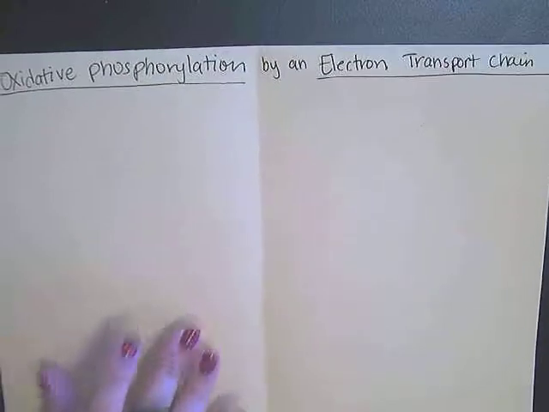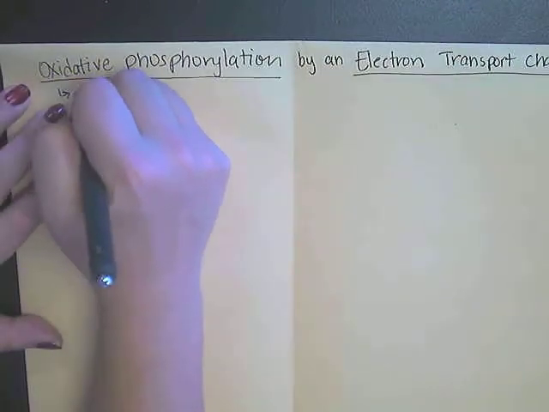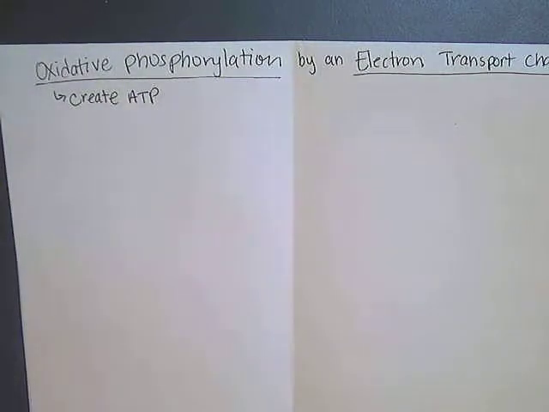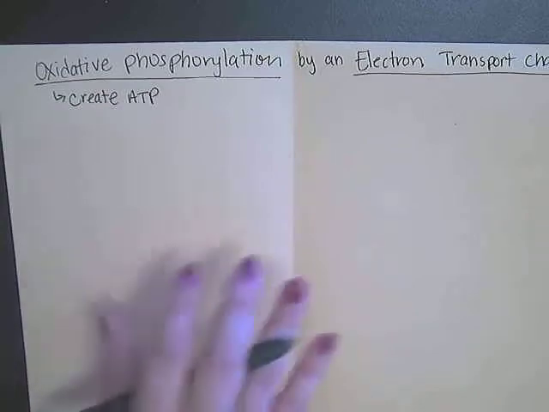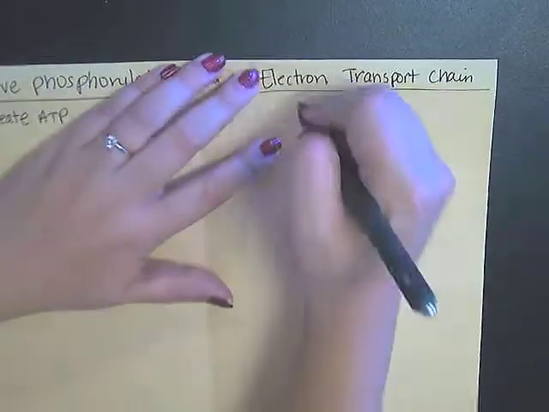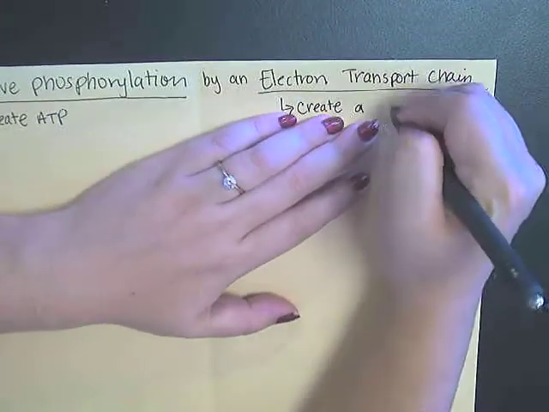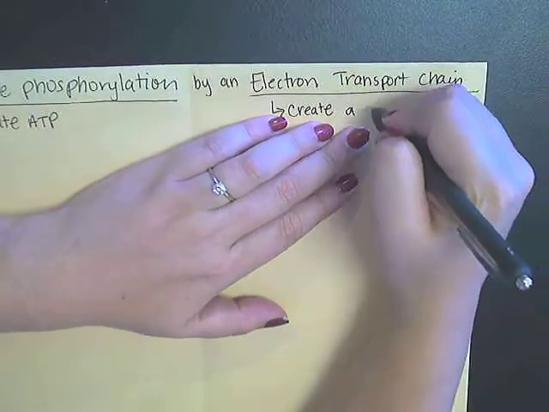With oxidative phosphorylation, the purpose is to create ATP. We're not going to do this by substrate level phosphorylation. This is a different process. We're still going to be phosphorylating ADP, but the energy we're going to get from it is going to come from something known as the proton motive force. In order to get that energy for the proton motive force, that is the role of the electron transport chain. We are going to create a proton concentration difference.